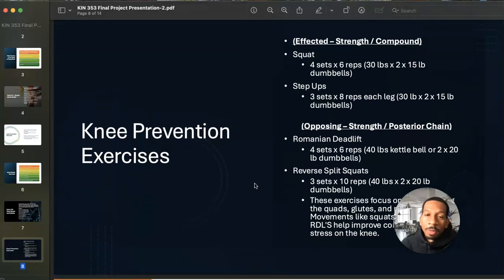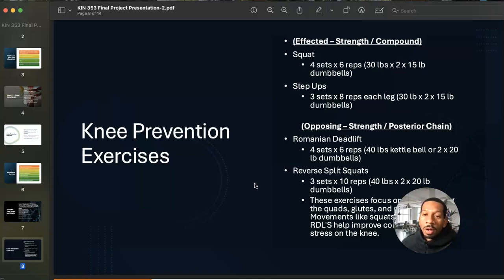So we'll move on to our knee prevention exercises. For our affected area, we'll focus on our strength and compound movements. So our squat, we'll do 4 sets of 6 reps. There'll be 30 pounds or 2 15-pound dumbbells. We'll also do step ups. It'll be 3 sets, 8 reps each leg, which would be 30 pounds, or 2 15-pound dumbbells.